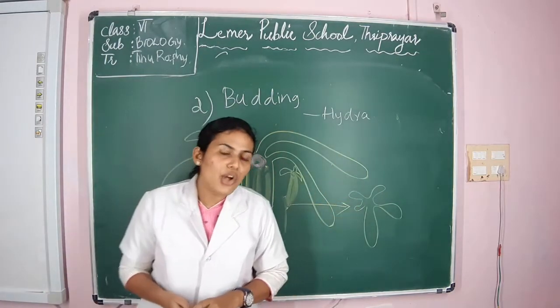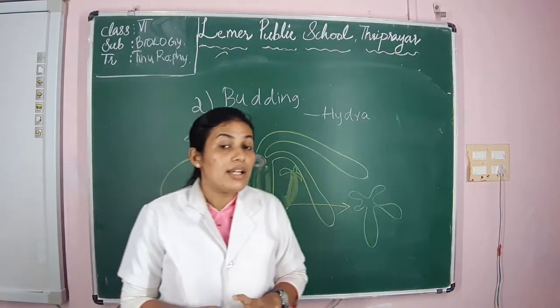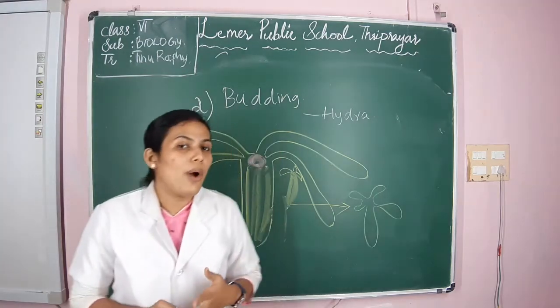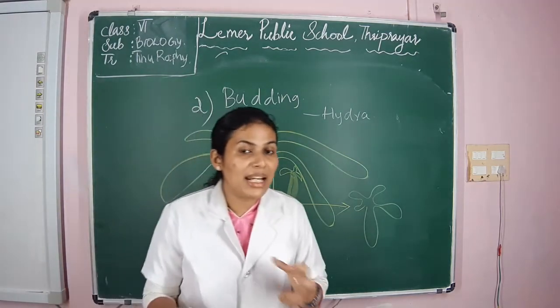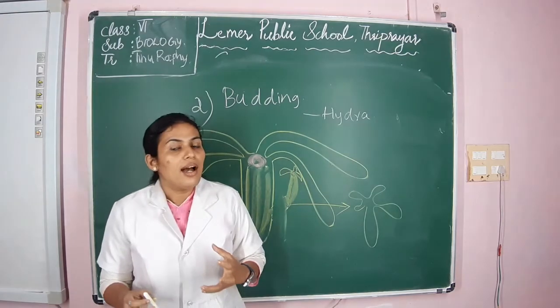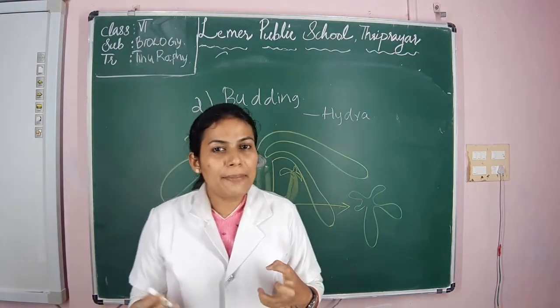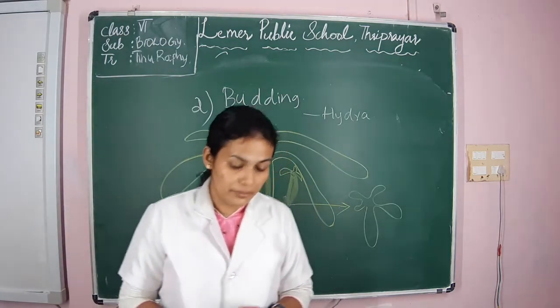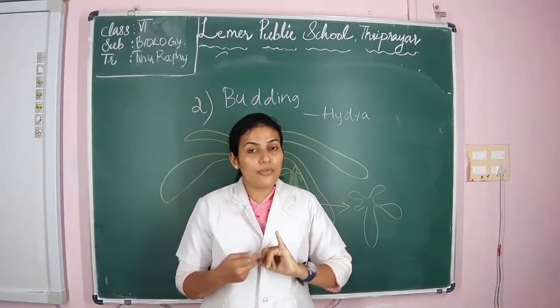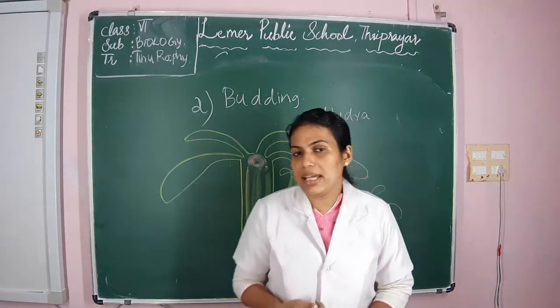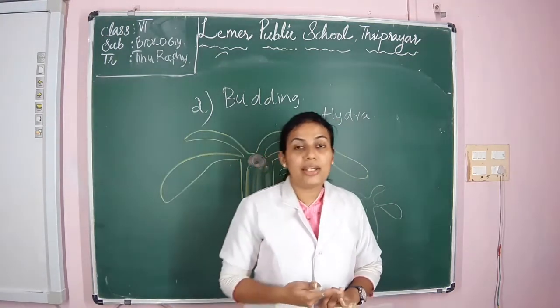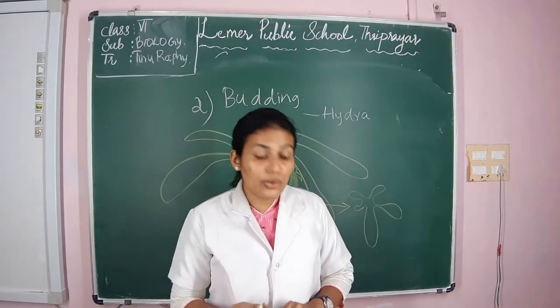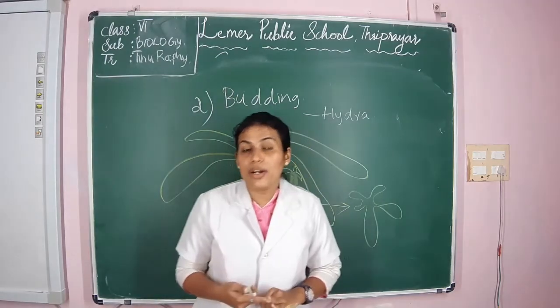Budding is also shown by several sponges and aquatic plants, that is, marine sponges and marine plants show budding as asexual reproduction. In your textbook, the pictures of binary fission and budding are given in great detail. So kindly go through the portion on page number 102.